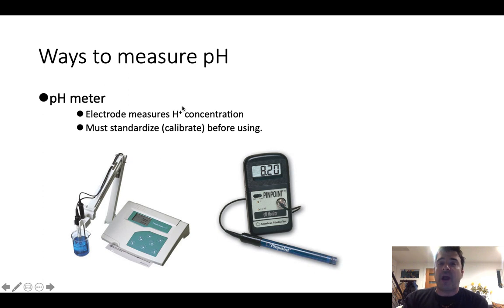Now, ways to measure pH in lab: you're going to see this week's lab is a follow-along lab, and we're going to have a pH probe that we physically stick in our solution, and we're going to get a numerical readout on that pH probe. So when you watch the lab video, you'll have a better idea of what to expect from that.